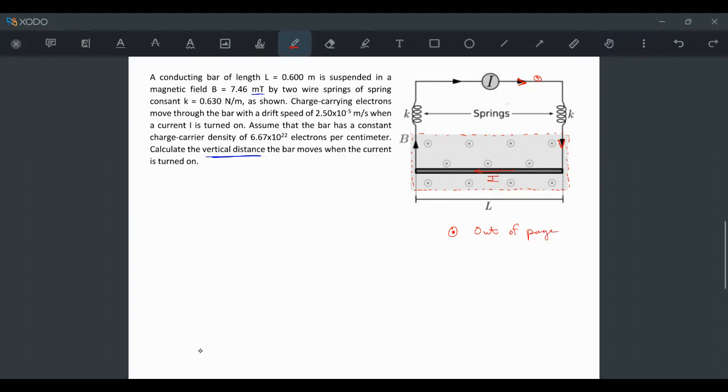This is going out of the page, out of the blackboard if you're in a lecture hall, out of the surface, and this is into the page.